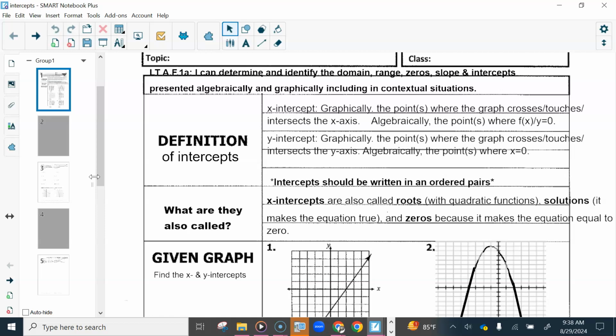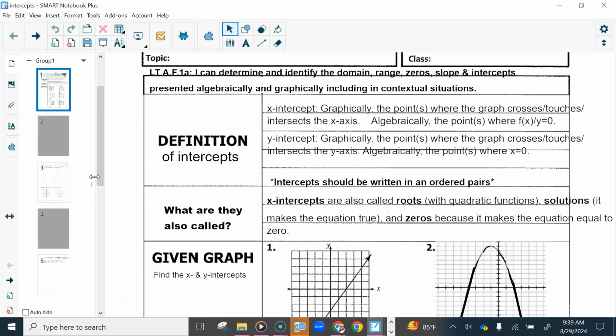And then Y intercept is basically the opposite. The Y intercept is on the Y axis. It touches, crosses, intersects the Y axis. And then X equals 0 for our y-intercept. Those are important pieces of information. Something else to notice, a couple things. One, we should be writing our intercepts in ordered pairs, so parentheses, x, comma, y, parentheses.